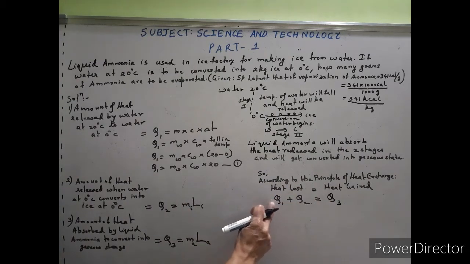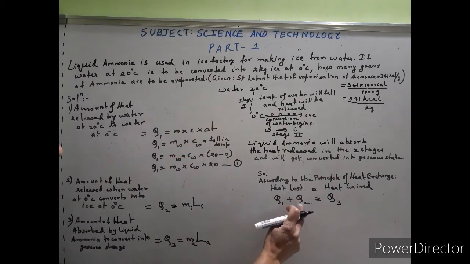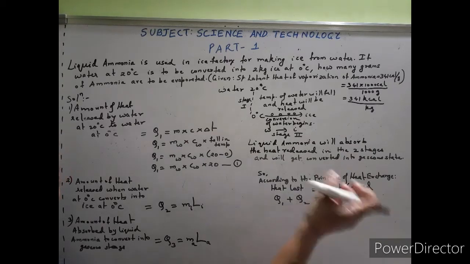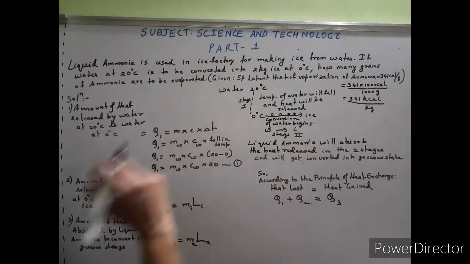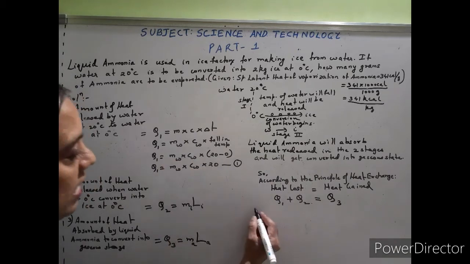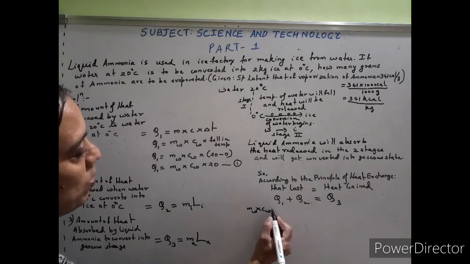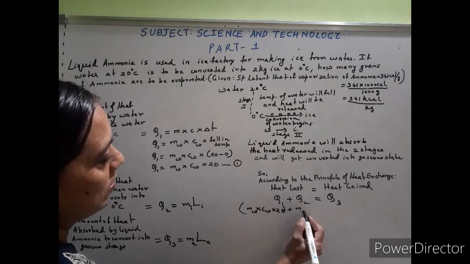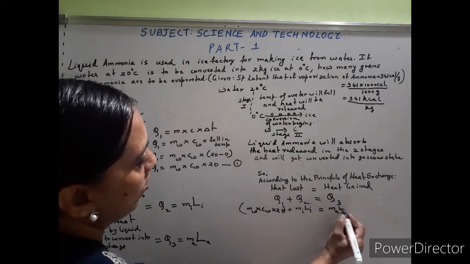यहाँ ये heat Q1 heat release हो रही है जब 20 से 0 हो रहा है पानी. यहाँ heat release हो रही है जब पानी आइस बन रहा है. और यहाँ heat absorb हो रही है जब liquid ammonia gaseous state में convert हो रहा है. So Q1 plus Q2 is equal to Q3. Now put the values. Q1 is given by Mw into Cw into 20 plus Q2 will be Mi into Li and Q3 will be Ma into La.